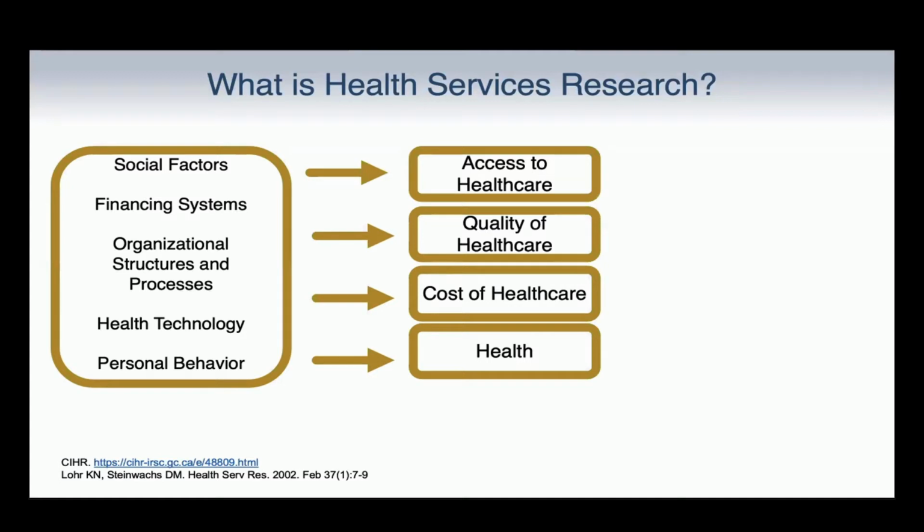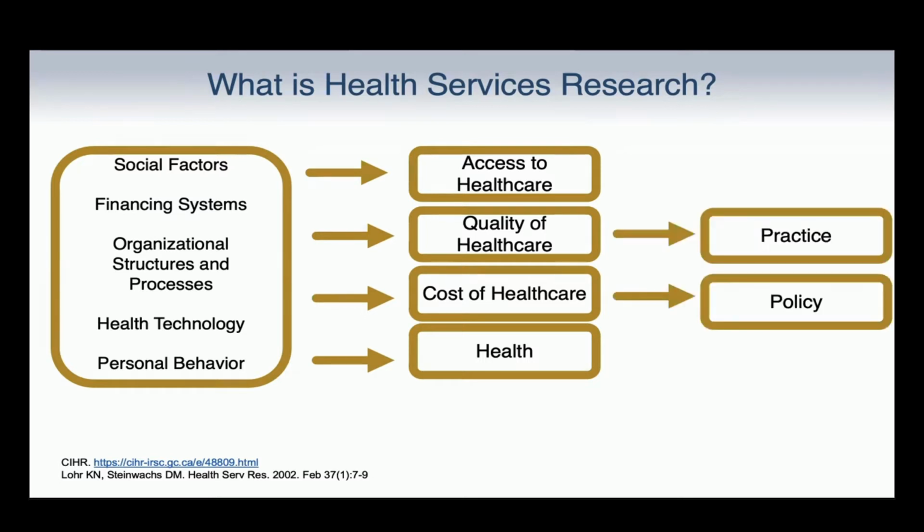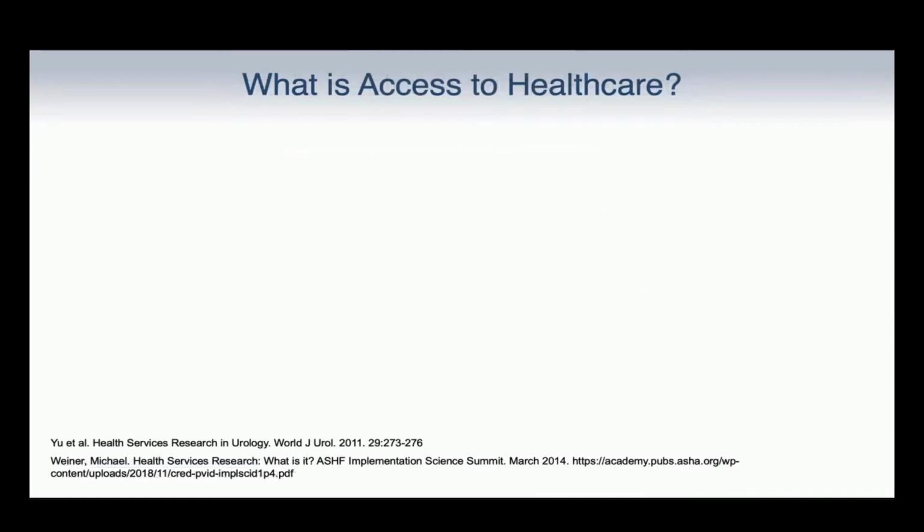And if we were to take it further, we should ideally use the data or the results that we just obtained to either practice or change how we practice or influence how we make policy, whether this be on an institutional level or even a political realm, or it could be both. In the next few slides, I'm going to go over what exactly we mean by each of the outcomes like access, quality, cost, and health. So let's start with access.